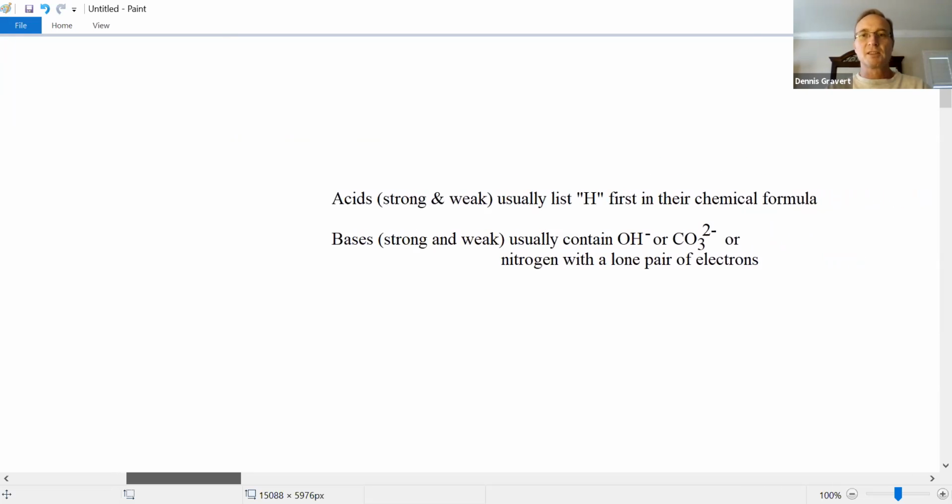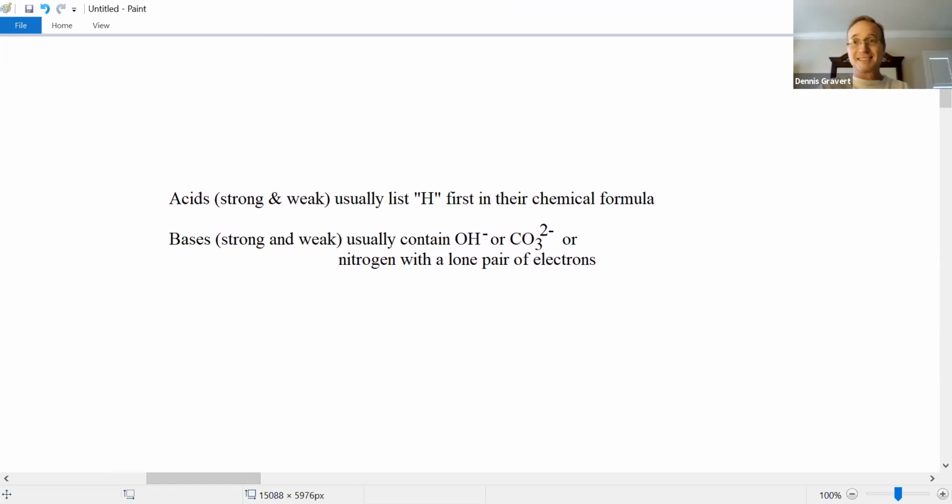Oh, and I also put this note just to remind myself, in case I didn't say it earlier. Yep, acids, both strong and weak, usually list the hydrogen atom first in their chemical formula to identify them as acids. We'll have to memorize a list of 6 to figure out whether it's a strong or a weak acid. If it's not one of the 6 that we memorize, then it must be weak. Okay, the list for bases is easier, I think.